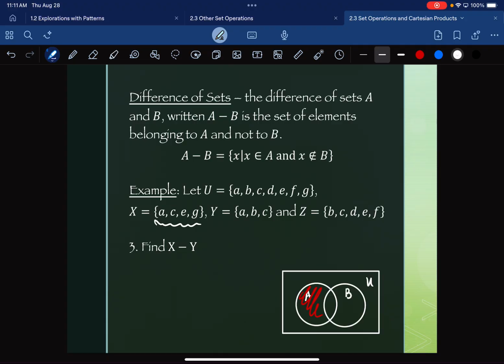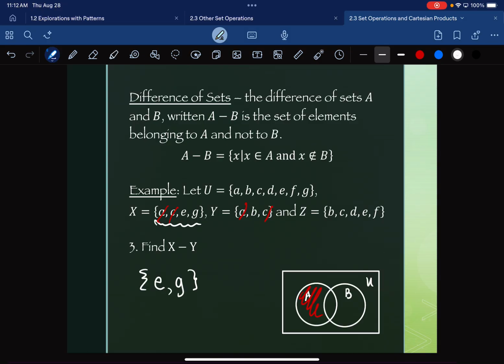But if it duplicates with anything in Y, it also does not get included. So what letters duplicate with items that are in Y? A and C. Right? So what elements would be in the difference? Only E and G. Okay, they're elements that are in X, but they are not in Y.